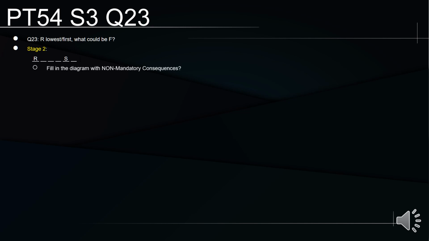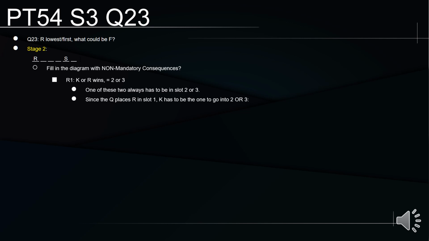So now we are going to fill the diagram in, because it's stage 2, with non-mandatory consequences. And I'm just going to start right at the top of the list, starting with rule number 1, which is something that we kind of touched upon in the last slide anyway. Rule 1 tells us that K or R has to be the one that wins, and whichever one of those 2 wins has to do so from space 2 or space 3. So again, one of those 2 always has to be in slot 2 or 3, and since the question places bid R into slot 1, bid K has to be the one to go into 2 or 3.